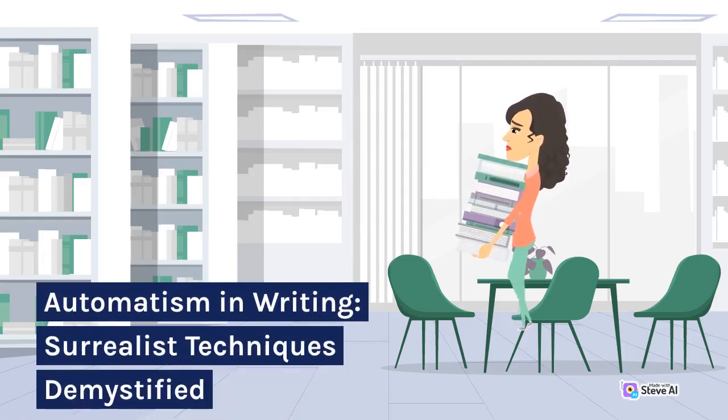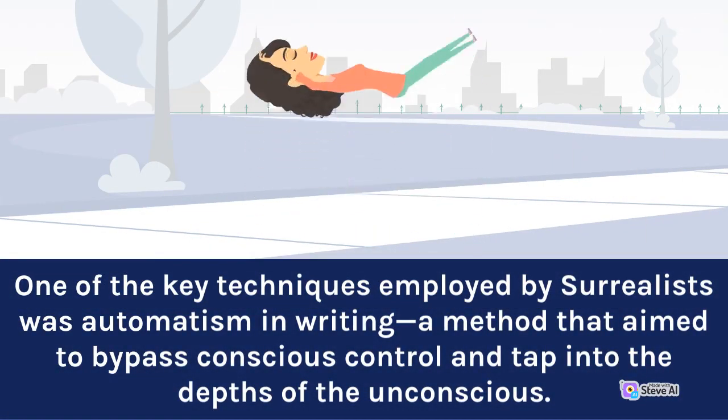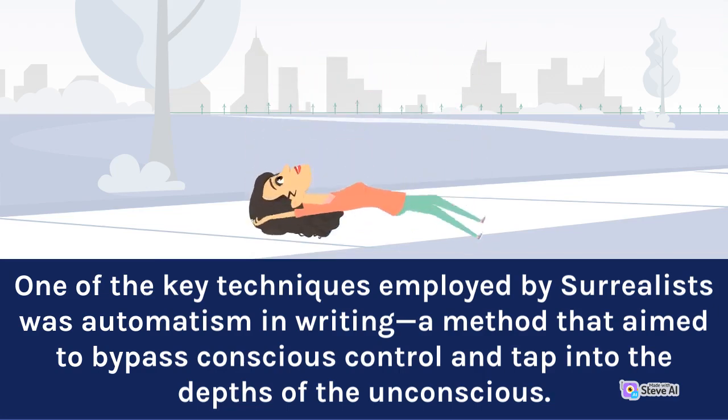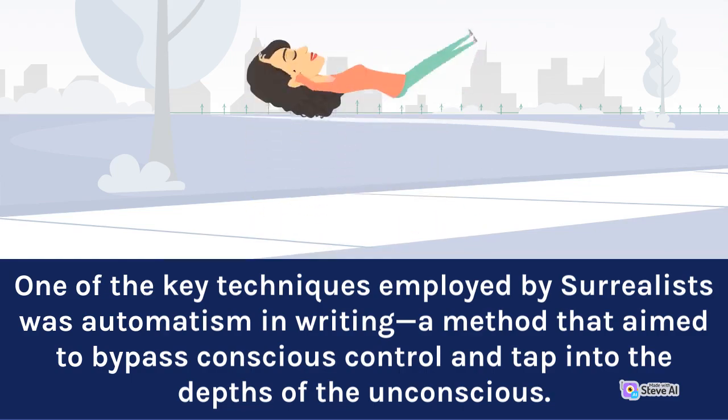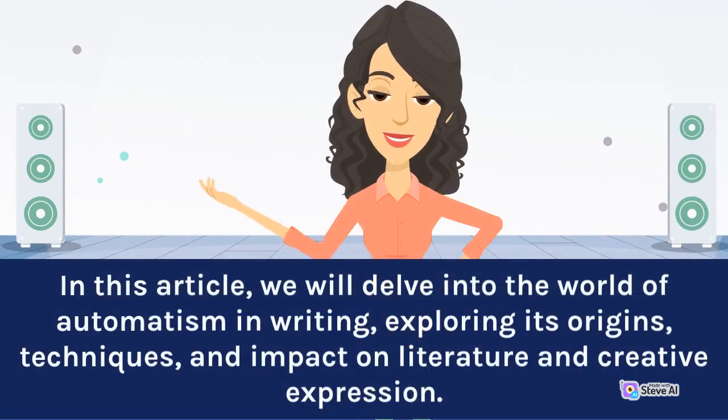Automatism in writing, Surrealist techniques demystified. One of the key techniques employed by Surrealists was automatism in writing, a method that aimed to bypass conscious control and tap into the depths of the unconscious. Through this process, Surrealist writers aimed to produce texts that revealed hidden thoughts, desires, and connections. In this article, we will delve into the world of automatism in writing, exploring its origins, techniques, and impact on literature and creative expression.